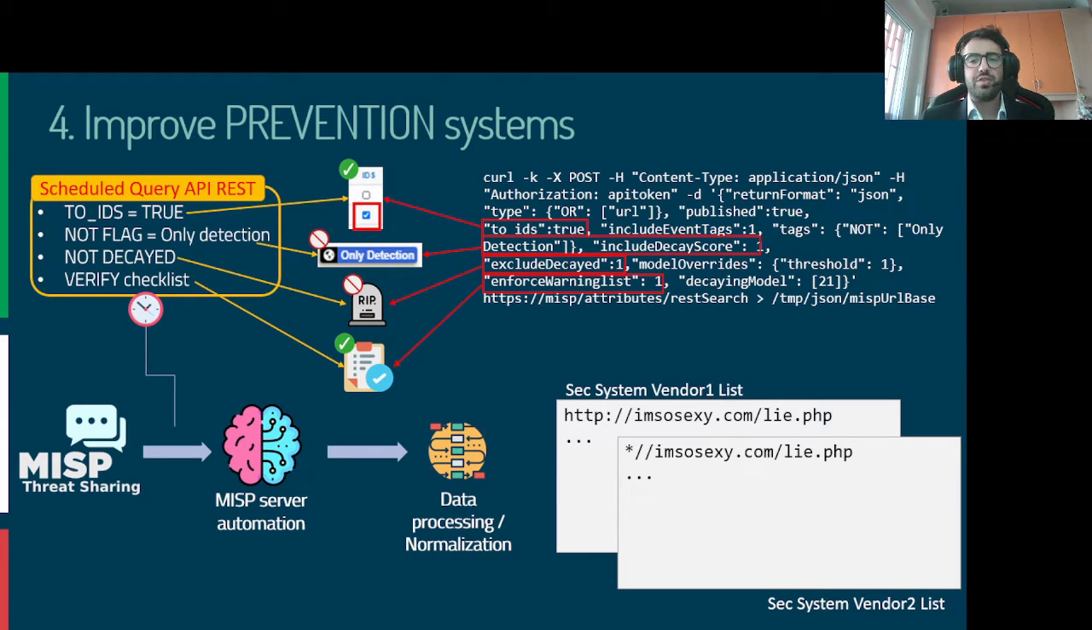When the list is returned, the big brain takes care of processing the list and normalizing it according to the standards of the security system vendors. You know, for example, that some vendors require different specifications to block some URLs. For this, we have developed a normalizer. On the right side, you can see two different ways of uploading URLs to different vendors.